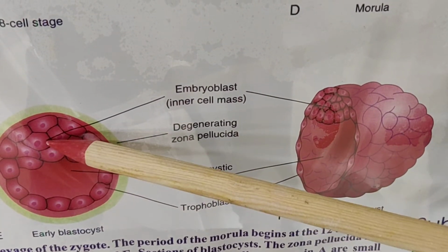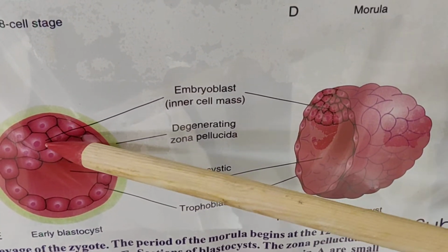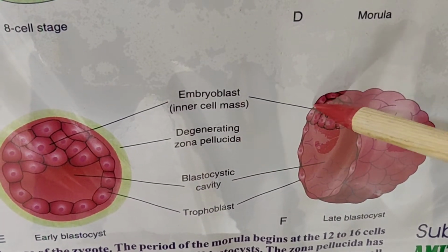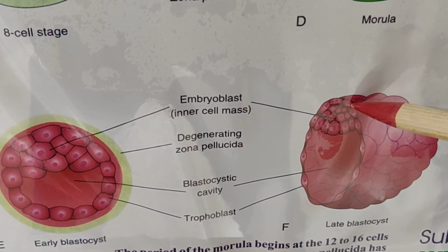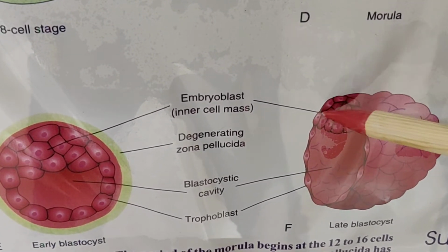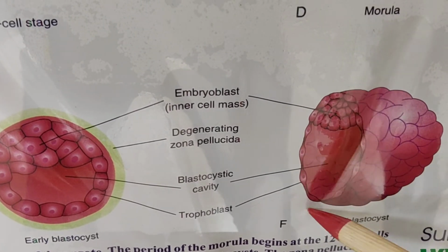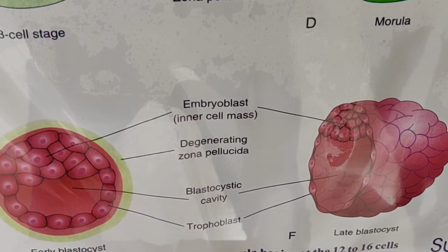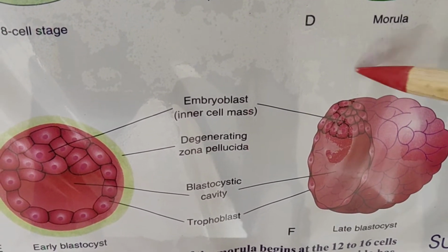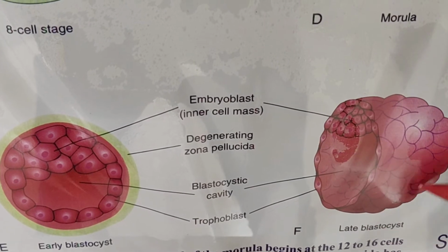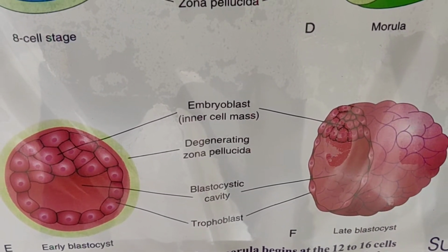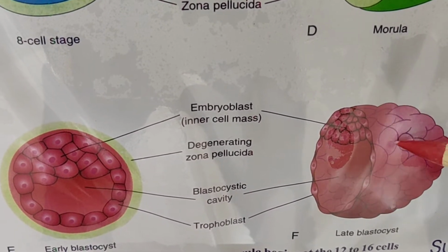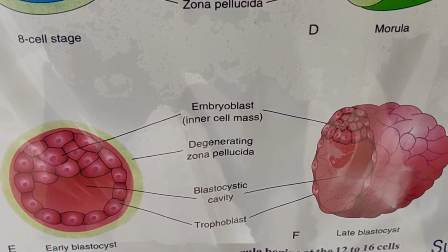And this is the inner cell mass, that is the embryoblast, which we see attached to one pole, and this is the embryonic pole, while the opposite side is the abembryonic pole. This is the complete mature blastocyst, and this blastocyst is formed on the 4th to 5th day of the fertilization.